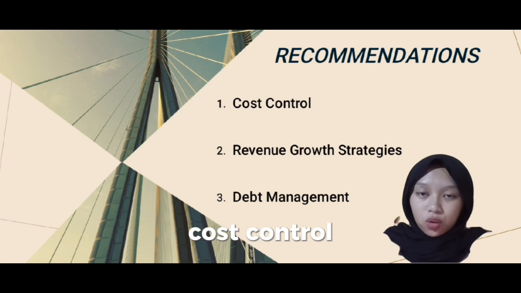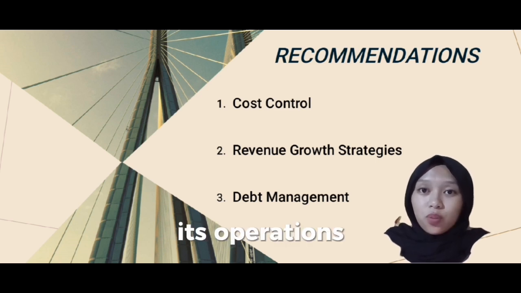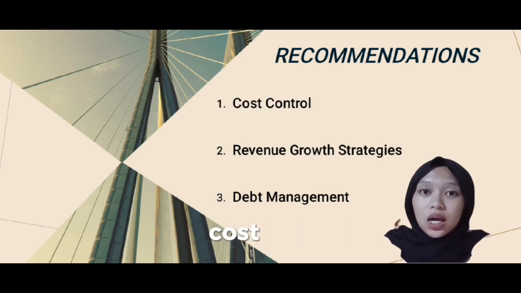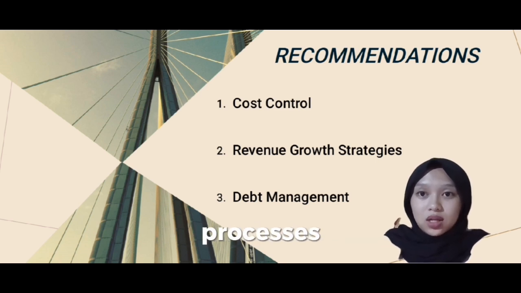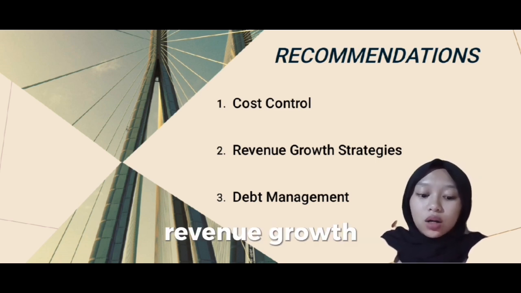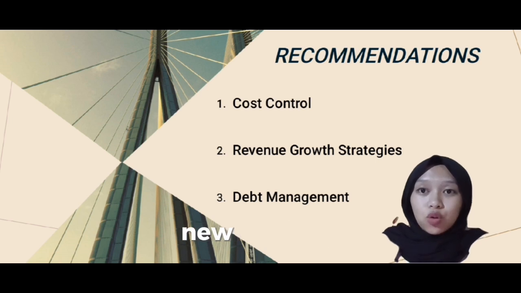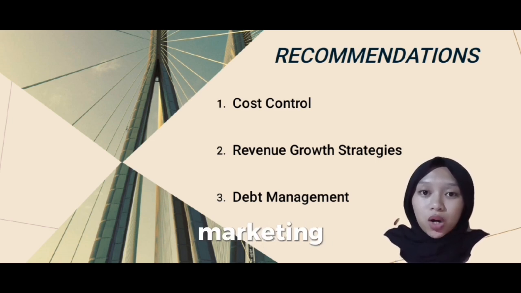First, cost control. Del Monte should streamline its operations to reduce production and distribution costs. This could involve renegotiating supplier contracts or optimizing production processes. Second one, revenue growth strategies. The company can explore new markets or launch innovative products to boost sales. Investing in targeted marketing campaigns might also help increase market share.